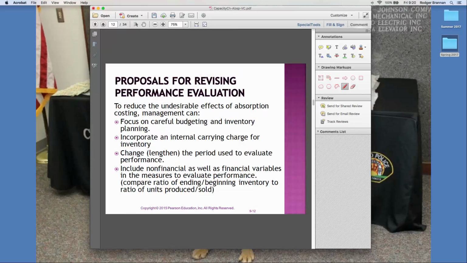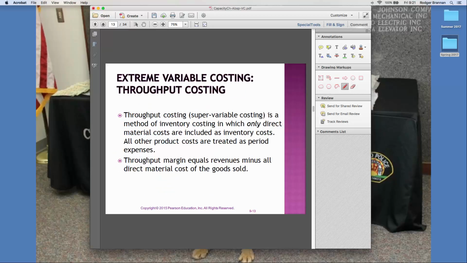Now, I'll let you look through all this in terms of how you could potentially handle that. If you want to continue using absorption costing, do you penalize management for running up inventory? Do you set their bonus evaluation over a longer period of time rather than year to year so that you prevent them from manipulating both inventory and operating income? So there are a lot of things that you can do to not necessarily have to make wholesale changes in your accounting system, but you can change the way that you compensate people.